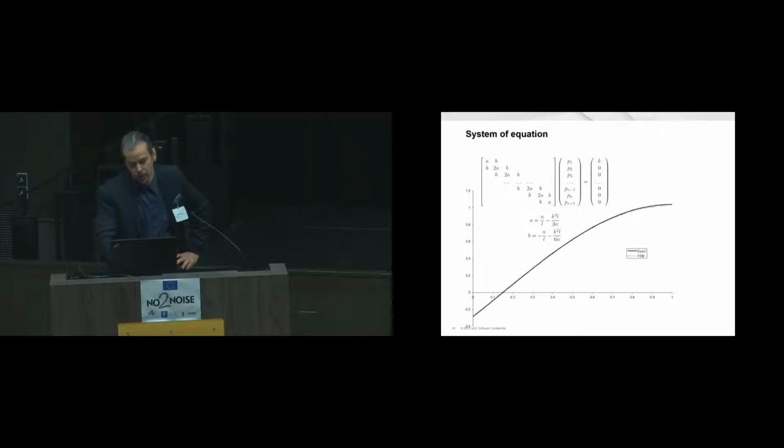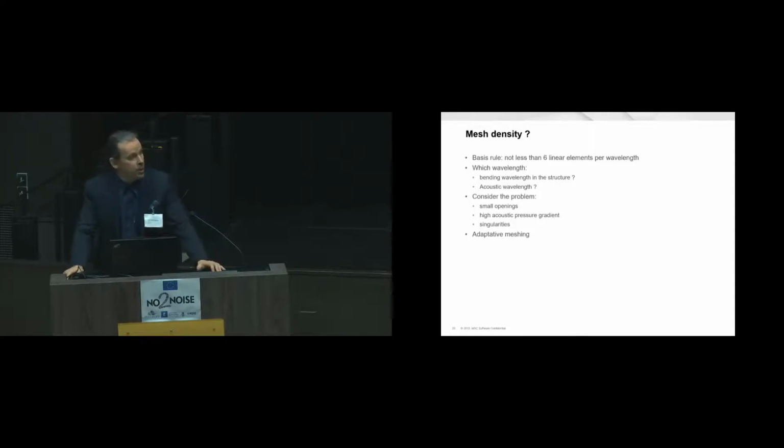This is a wave equation solved in 1D. This is the type of sparse system you end up with. It's similar to finite difference in this case, but for 2D or 3D it's more complex, but still very sparse. Okay, I speak about the mesh. Obviously, you will have as many degrees of freedom as nodes in your mesh.